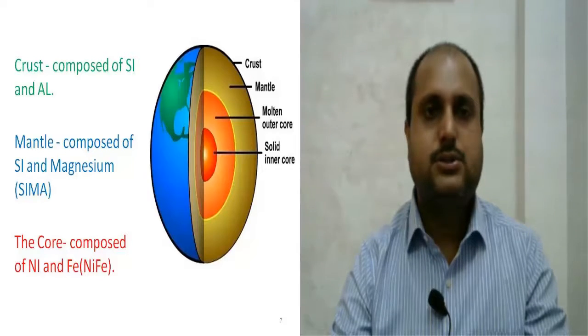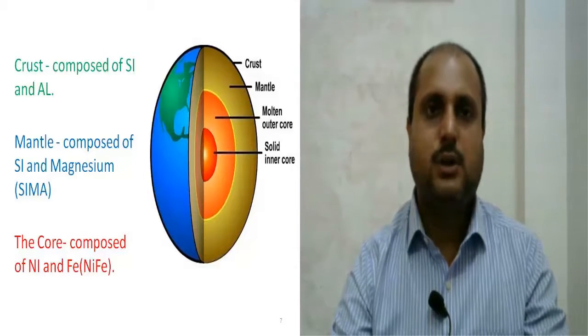So the crust is composed of Sial, silicon and aluminium. The mantle is composed of silicon and magnesium, and that is why it is called Sima. And the core is composed of nickel and iron, and that is why it is called Nife. Now let's try to understand the core, mantle and the crust in a detailed manner. As I have said about the crust, it is the uppermost layer of the Earth, and that is why it is called the crust.